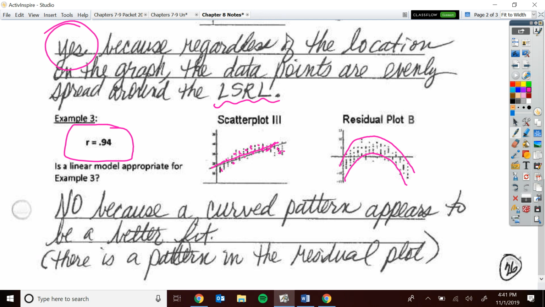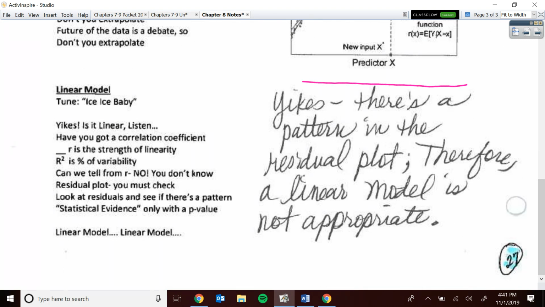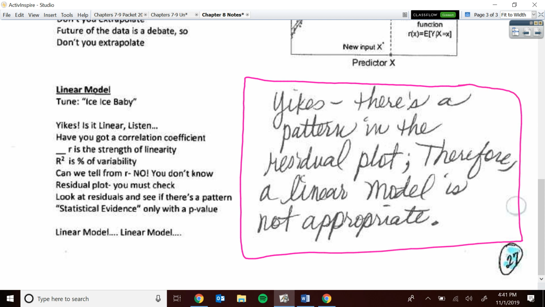I've said this for a while, and I need to make a little tune on that phrase. If there's a pattern in the residual plot, a linear model is not appropriate. A typical thing that we say is, let me find it and let you write it down somewhere. Down here at the bottom, look. We'll say, yikes, there's a pattern. If you go to the bottom of page 27, there's actually a song for this. Yikes, there is a pattern in the residual plot. Therefore, a linear model is not appropriate. A line is not the best fit. I'm going to wrap this song, and I'll put the video of the song, with the 2 links, in the links for the substitute to play after I get done recording these notes.